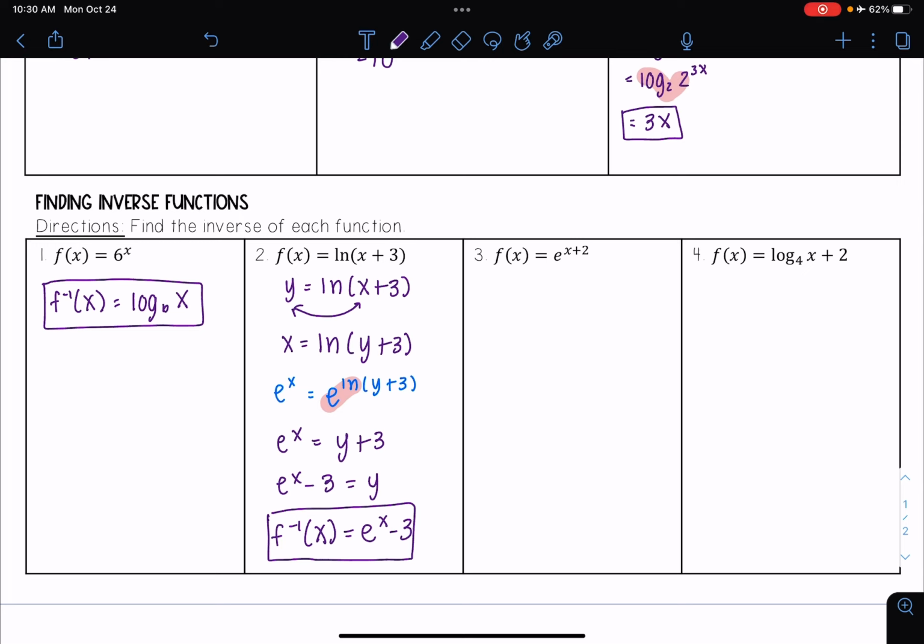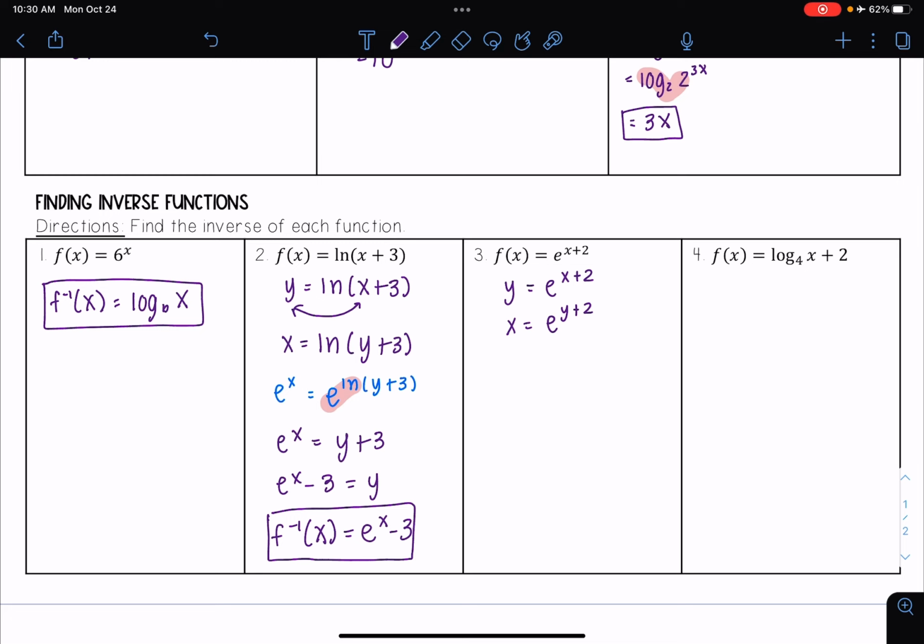Okay, let's look at number 3. So number 3, I have f of x is equal to e to the x plus 2. So I'm going to rewrite this first as y is equal to e to the x plus 2. And then I'm going to have x and y switch places. And so I have x is equal to e raised to the y plus 2. And now I need to get y by itself. So I need to think back, what is the inverse of e? And that's going to be natural log.